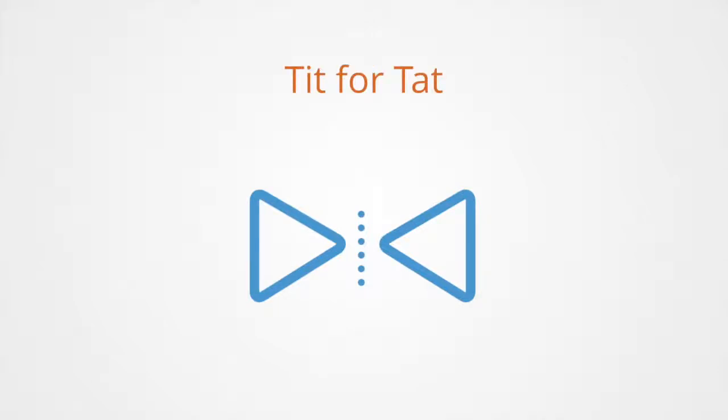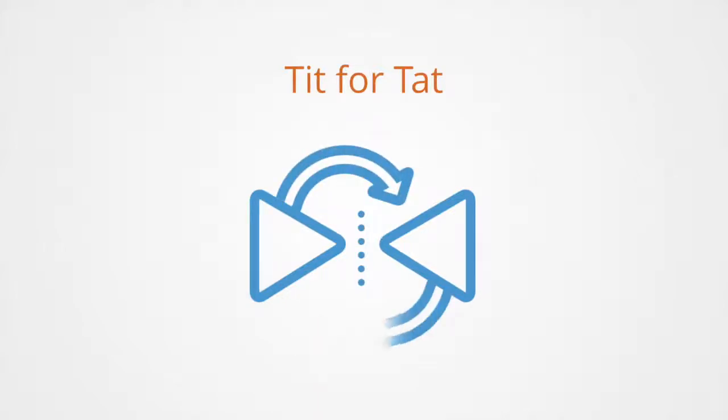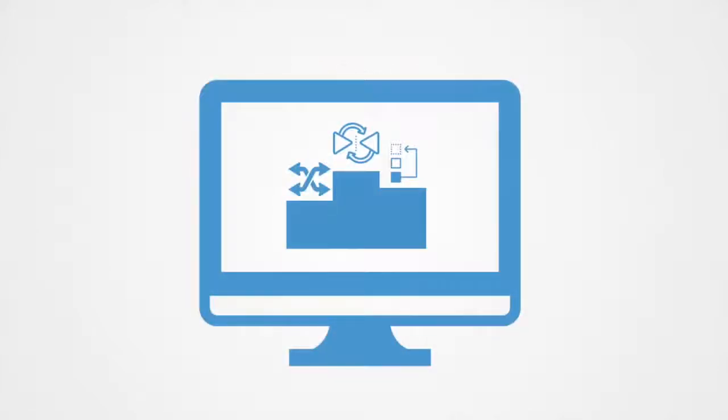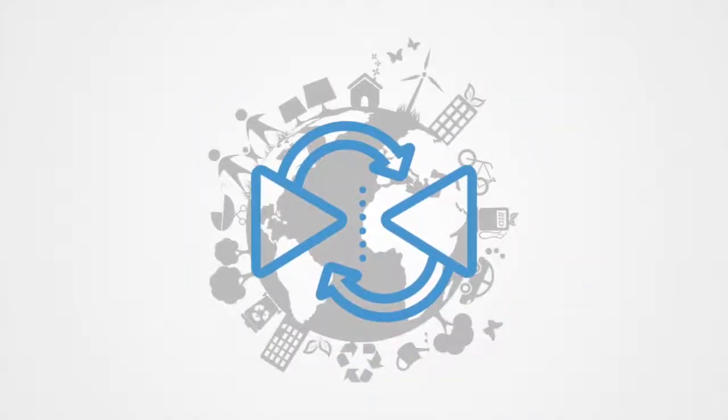Tit for tat is a very simple algorithm of just 3 rules. I start with cooperation. If you cooperate, then I'll cooperate. If you defect, then I'll defect. Computer tournaments in which different strategies were pitted against each other showed tit for tat to be the most successful strategy in social dilemmas.